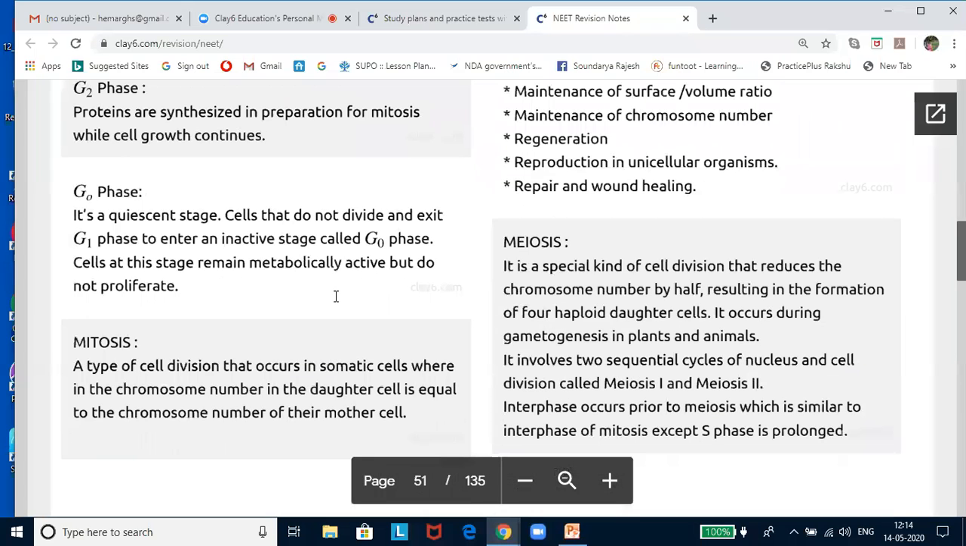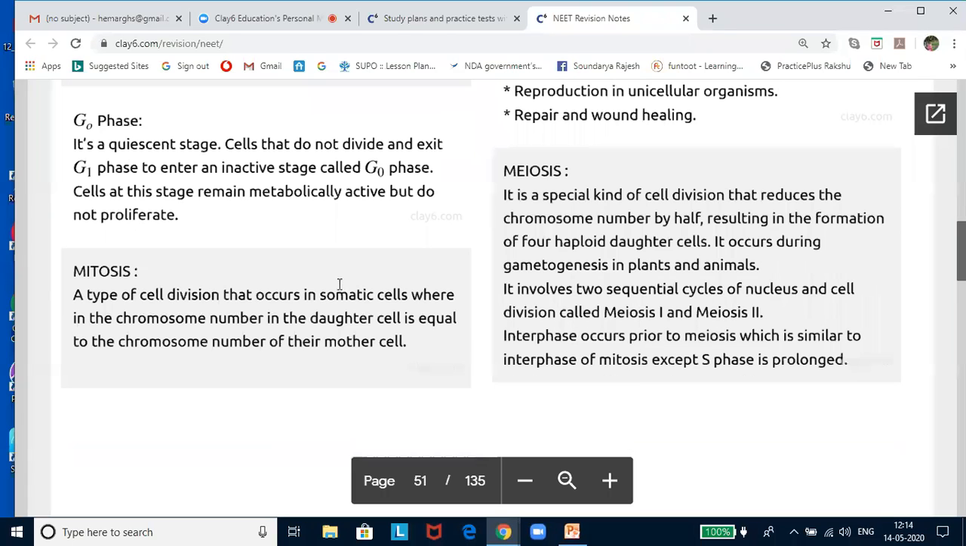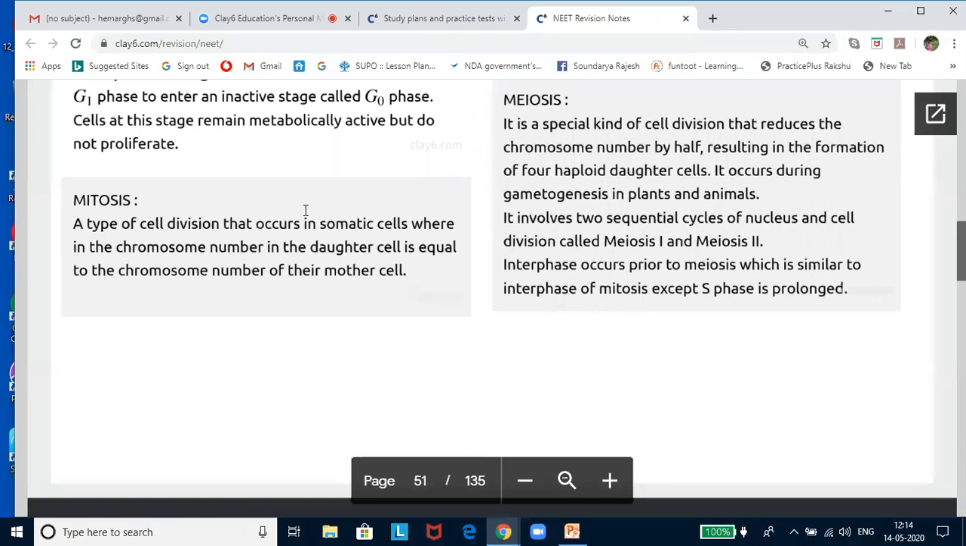G0 phase is a quiescent stage. Cells that do not divide and exit G1 phase will enter an inactive stage called G0 phase. But sometimes they can also become active. Cells at this stage remain metabolically active but do not proliferate. But in extreme cases, they also undergo proliferation.